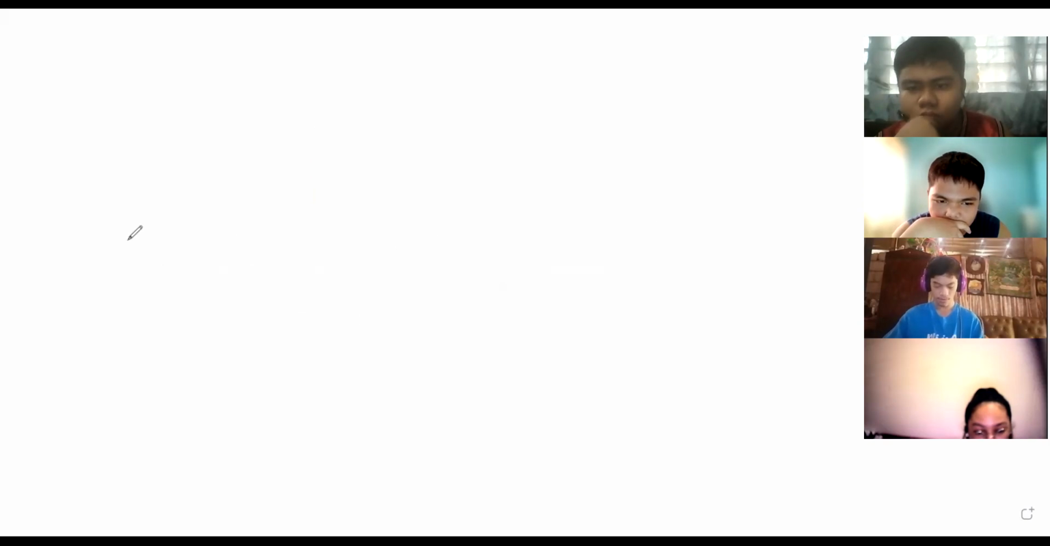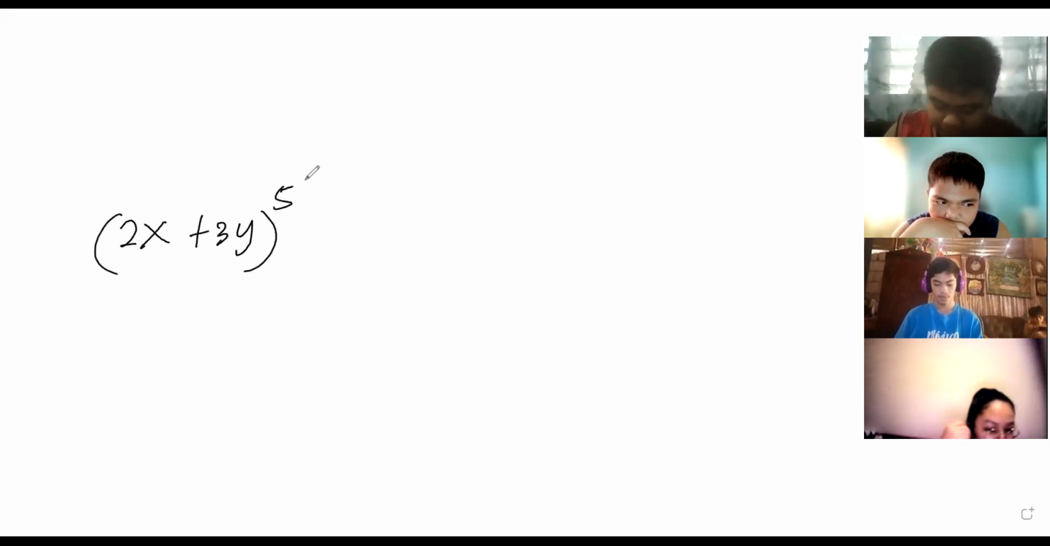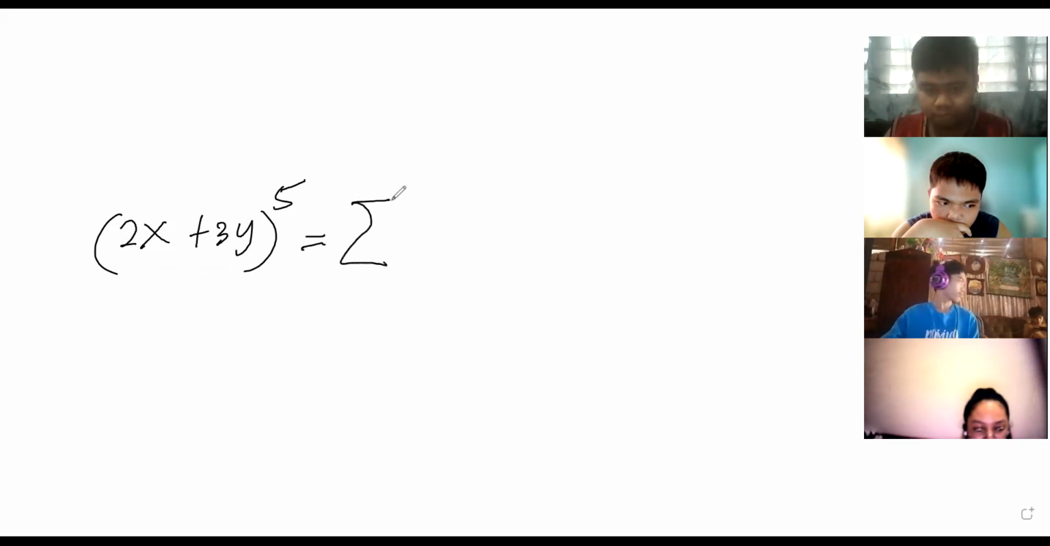So say for example, I asked you to solve for what is 2x plus 3y raised to the power of 5. And I want you to solve this using binomial theorem. The formula for this is the sum of n taken k, a raised to n minus k, b raised to k. Your n here is 5, so it should be 5 taken k.